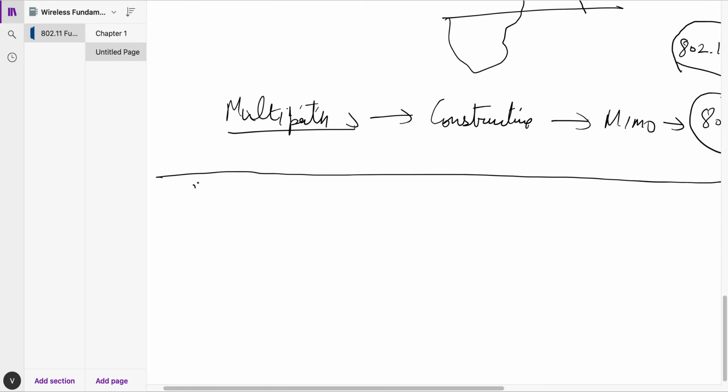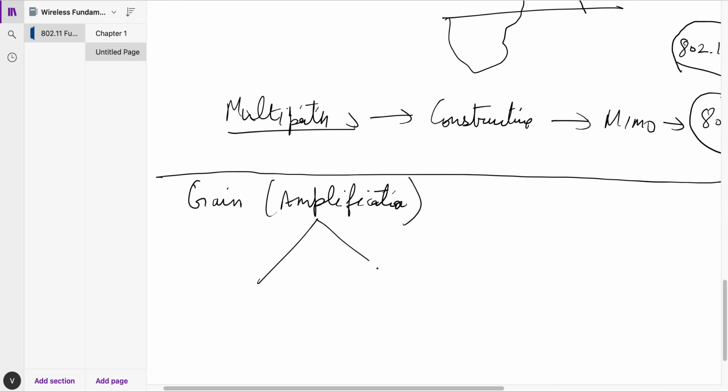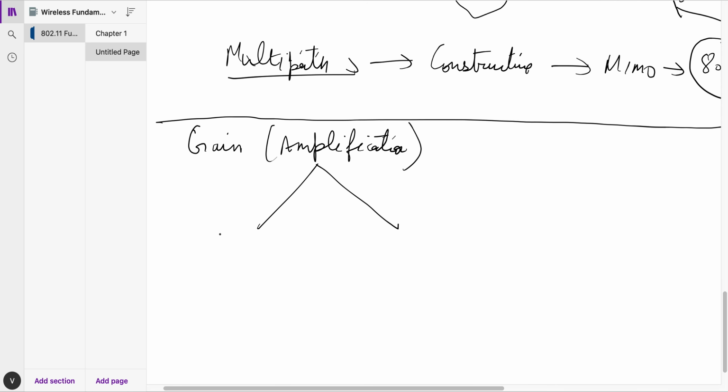The next concept that you should know: we talked about loss and how loss can happen. Now we'll talk about what gain is. Gain, also known as amplification. In simple terms, we are increasing the amplitude of the signal and we call it gain. Gain can be of two types. One is, of course, active gain. Another is called passive gain.